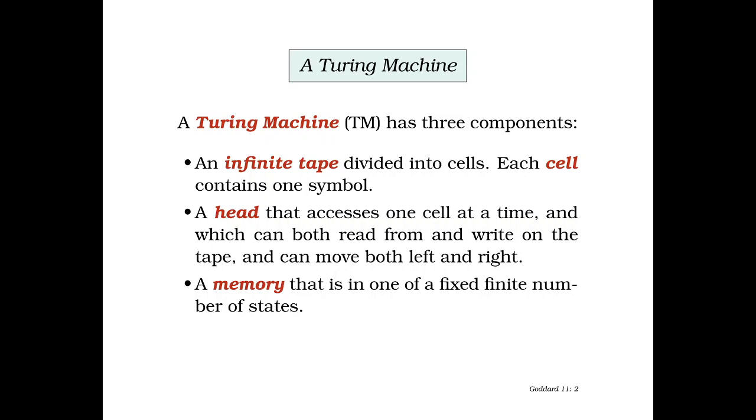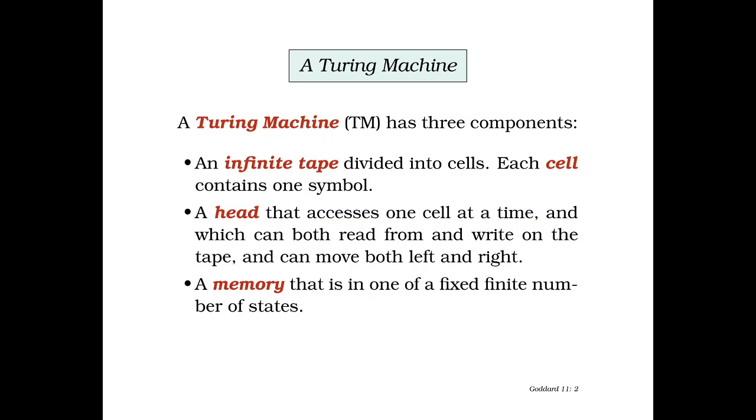A Turing machine must also have a device or a mechanism which allows access to one cell at a given time. This device or mechanism is called a head. A head can read from and write to the tape, but only at the location that it's pointing to right now. The head can also move to the left or to the right, or it can stay there.